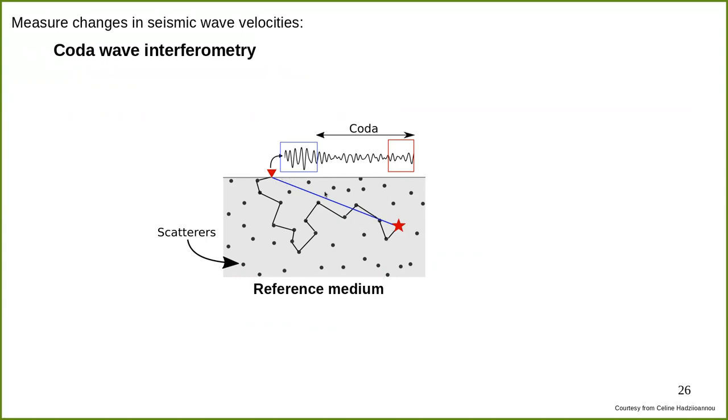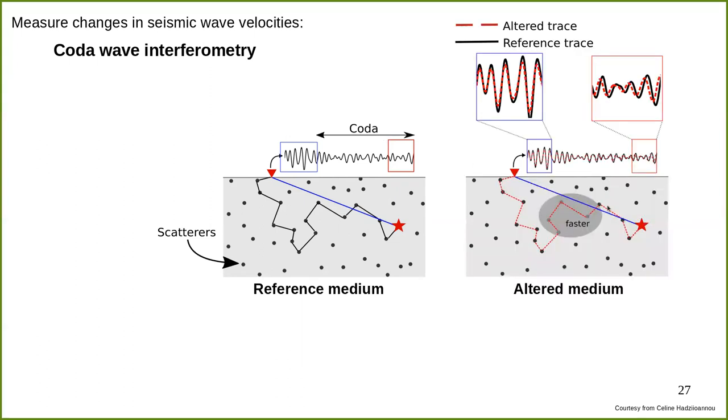The blue line shows the direct wave, which follows a very simple trajectory and is recorded at early times in the seismogram. The black line, however, is bounced back and forth at the scatterers and spends much more time in the medium than the direct wave. Consequently, it is recorded at late times in the seismogram, in the so-called coda.